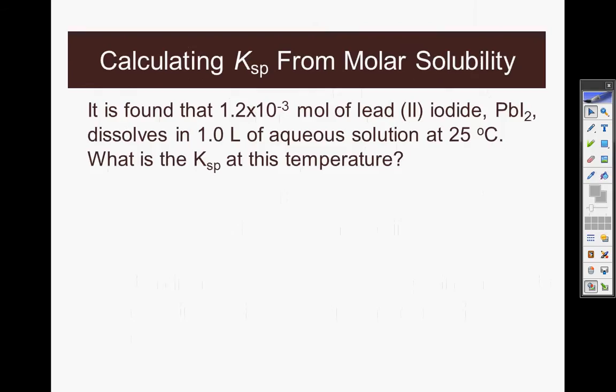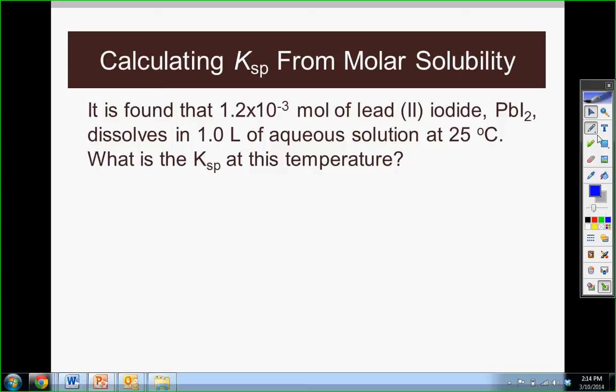All right, so here we go. Calculating Ksp. It is found that 1.2 times 10 to the negative third mole of lead(II) iodide, PbI2, dissolves in 1 liter of aqueous solution at 25 degrees. What is the Ksp at this temperature? What's the first thing I'm going to need to do here?